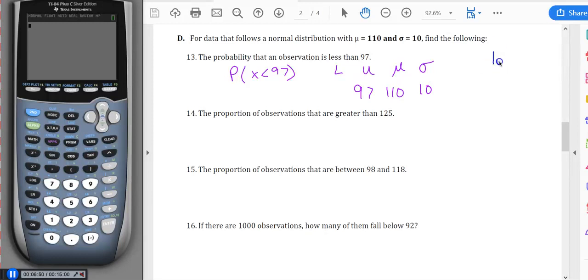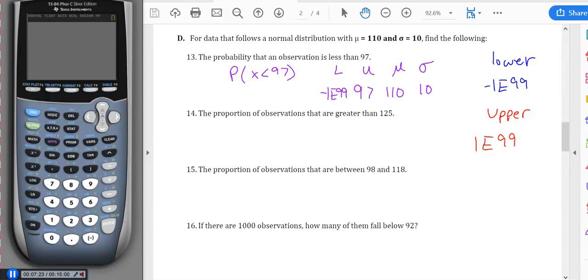If I'm missing a lower bound, I'm going to use -1e99. This means -1 times 10 to the 99th power, or -1 followed by 99 zeros. If I'm missing my upper bound, I would write 1e99, which is 1 followed by 99 zeros. In this case, I'm just missing a lower, so I'm going to write -1e99.